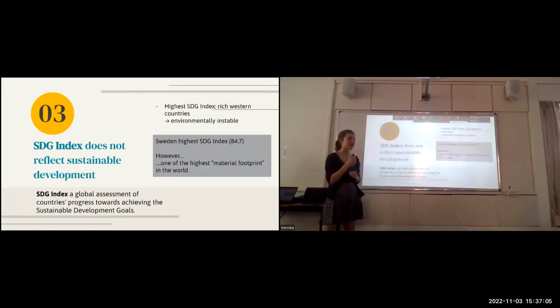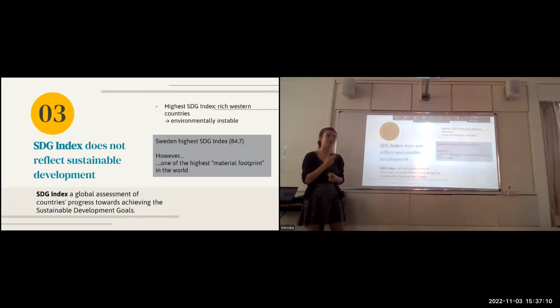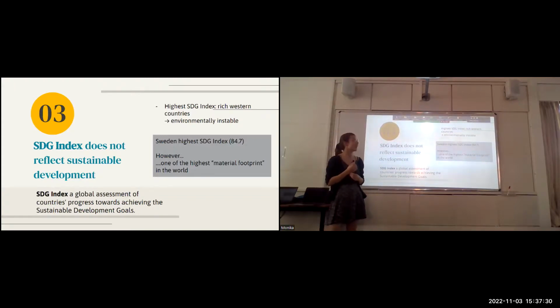The next one is that the SDG index does not reflect sustainable development. The SDG index is a global assessment of countries' progress towards achieving the sustainable development goals. Every year reports are published where every country gets an index score. And the top 10 countries on the SDG index are all Western European countries. So you can see that there's a correlation between being good at achieving those goals and being rich.